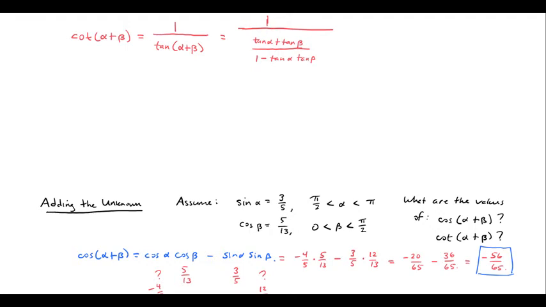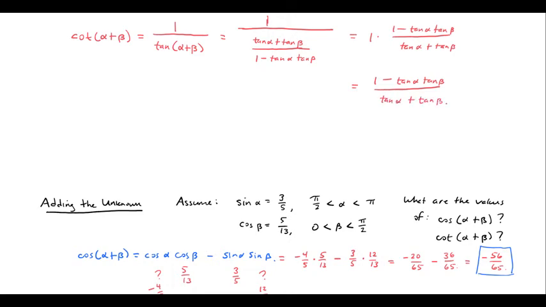This is 1 divided by a big fraction. If you divide 1 by a big fraction, that's the same as multiplying 1 by the reciprocal of that fraction. So it's going to be 1 times 1 minus tangent alpha tangent beta over tangent alpha plus tangent beta. And once you see that, you realize the 1 doesn't really matter all that much. It's just 1 minus tangent alpha tangent beta over tangent alpha plus tangent beta.